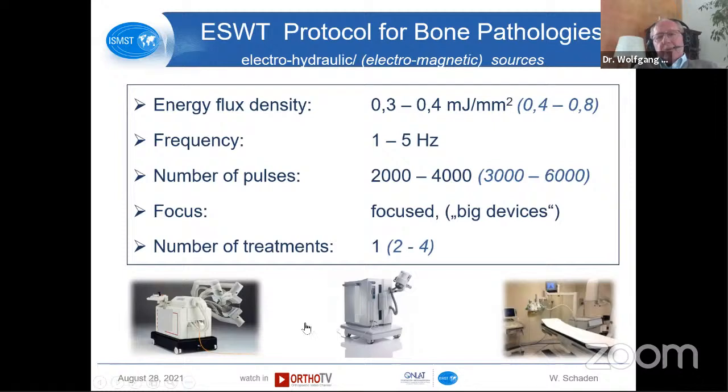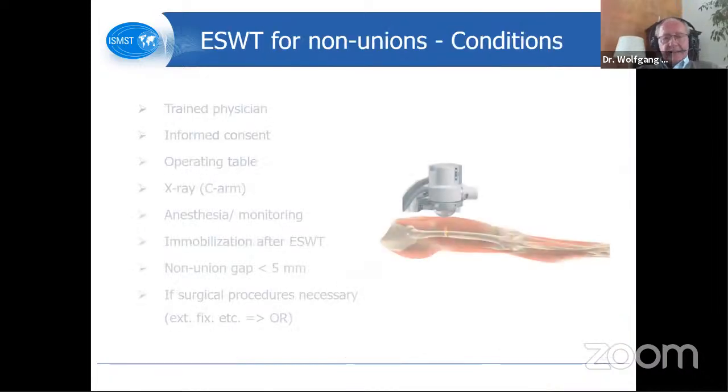So what is recommended when you use an electrohydraulic system, 0.3 to 0.4 millijoule, a little bit more energy flux density for the electromagnetic devices. Usually 3 to 5 hertz can be used, the frequency of the shocks. For the electrohydraulic device, around 3,000 to 4,000 pulses are enough. Electromagnetic devices do a little bit more. And usually with an electrohydraulic source, we do 1 single session and then wait 3 to a maximum of 6 weeks. And the electromagnetic devices perform 2 to 4 sessions at 1 week intervals.